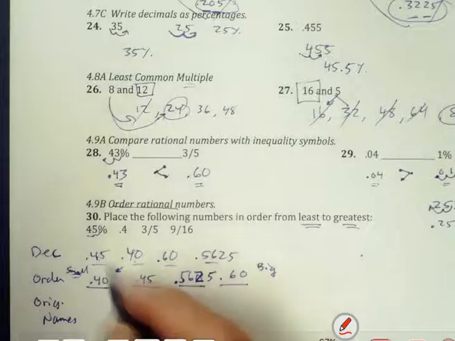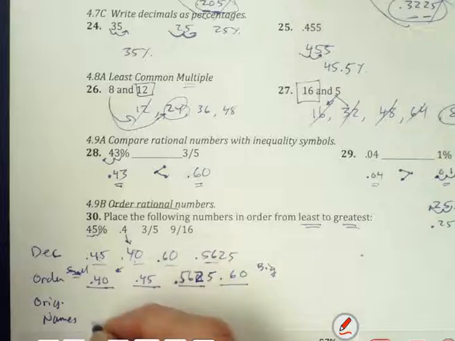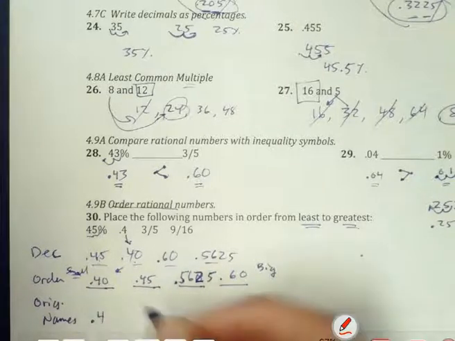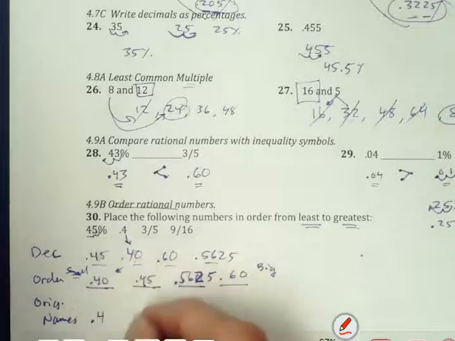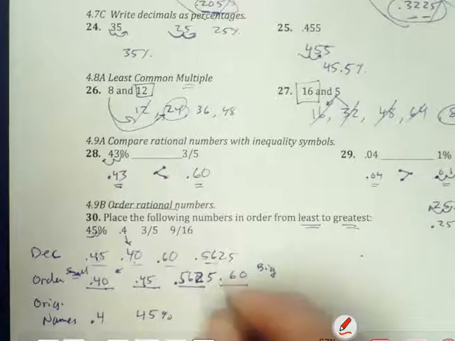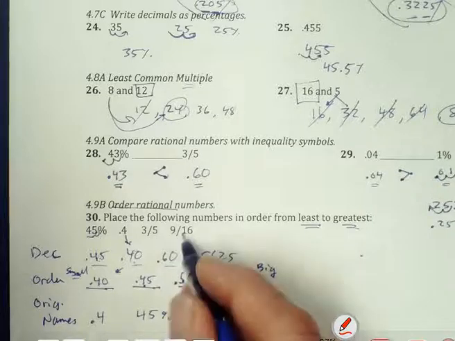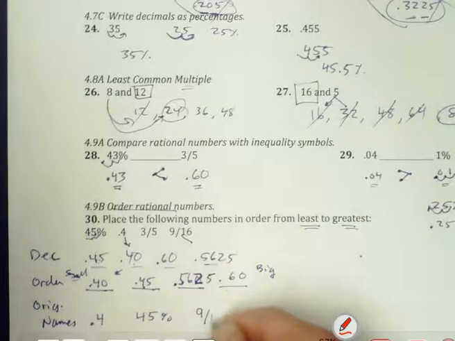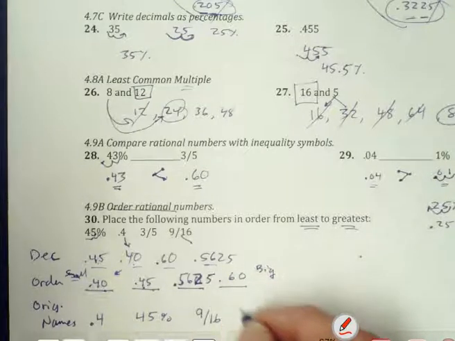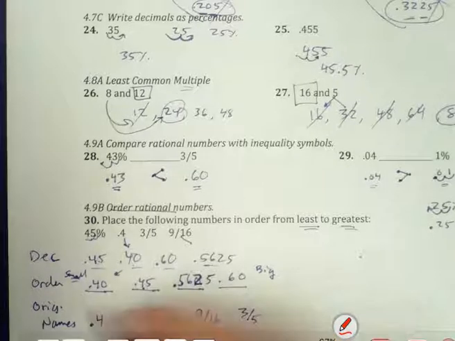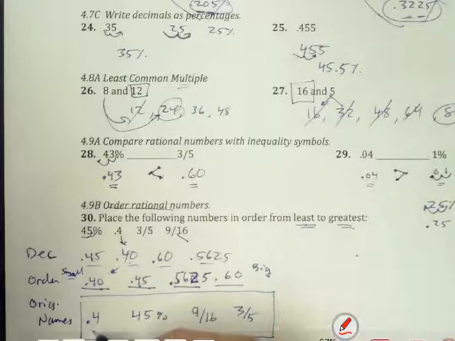All right, so now we've got to give them their original names. Well, originally 0.4 was just 0.4. So 0.4 is the smallest. And then this one here, 0.45, originally that was 45%, so I'm going to call that 45%. And then we've got 0.5625, originally that was 9/16, so here's my 9/16. And then 3/5 was 0.6, so 3/5. So here is my answer. Let me double check. Least to greatest, smallest to biggest.